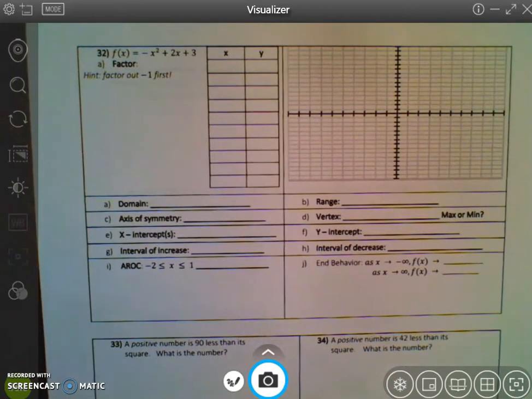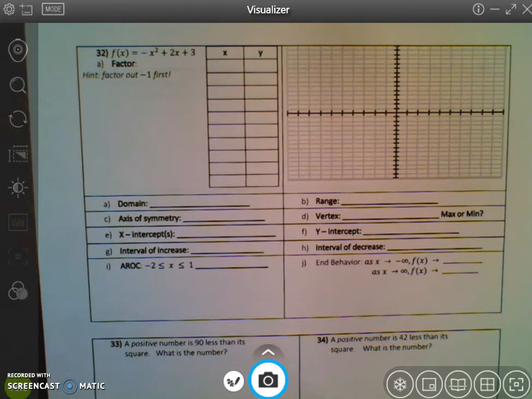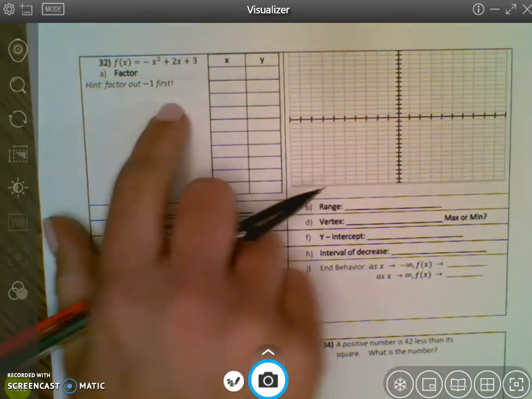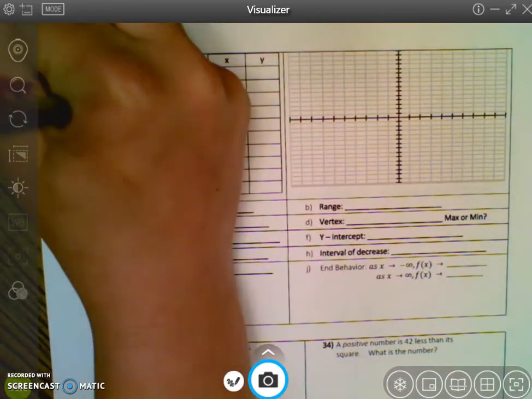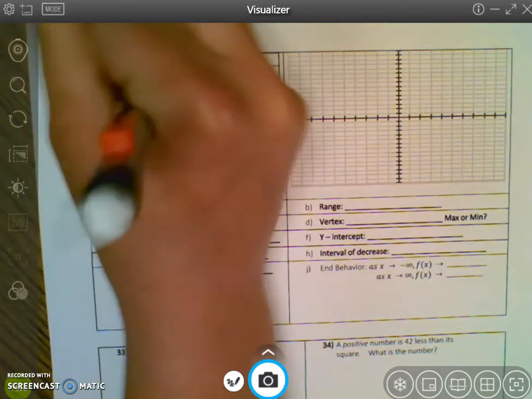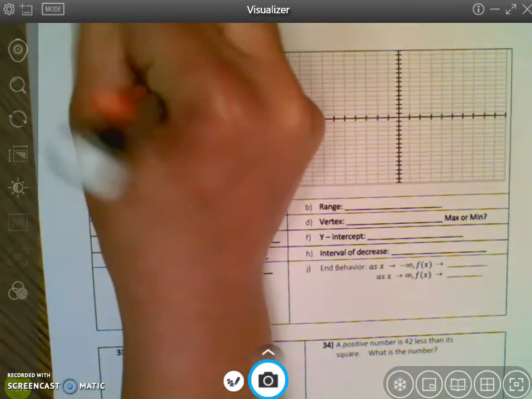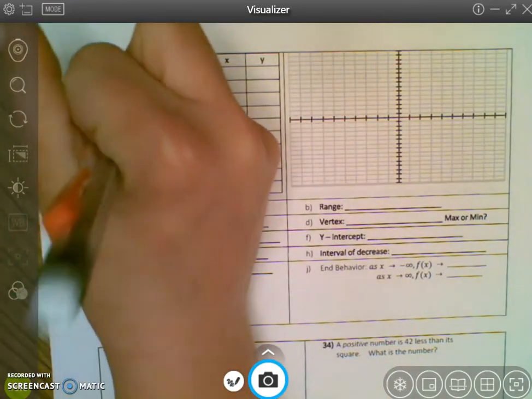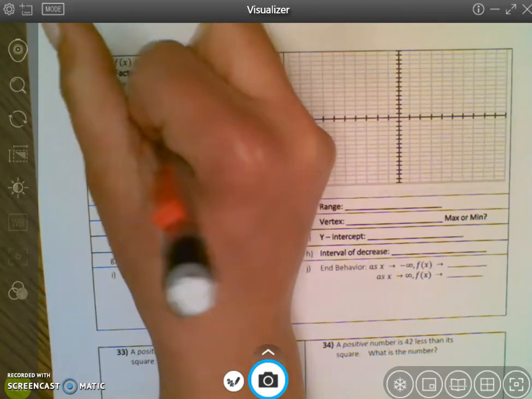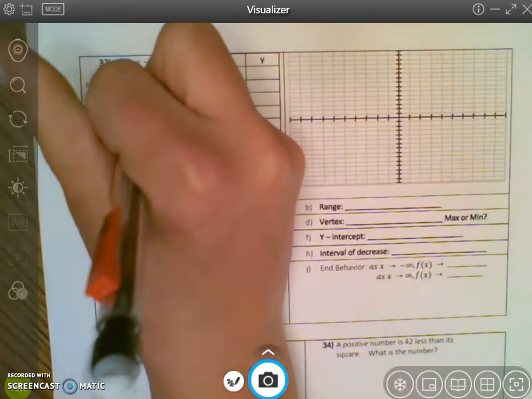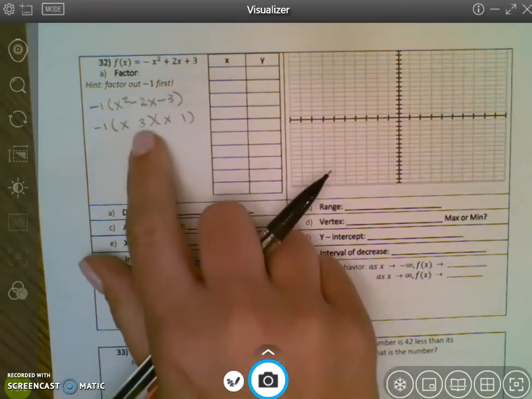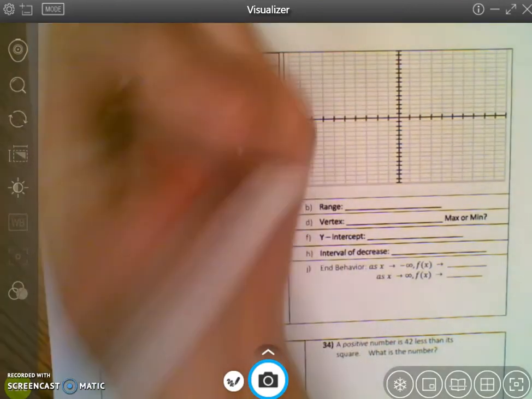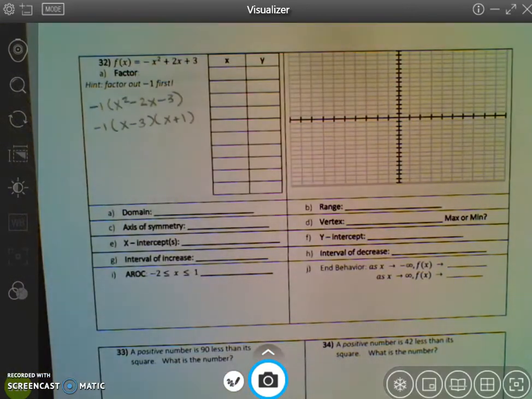All right, on 32, again, it says factor, and look, we even gave you a hint this time, -1 first. Remember, that's called the GCF. So -1 times x squared minus 2x minus 3. Then I need to factor this. Well, there's only one set of numbers that makes 3 and 1. So it has to be a -2, which means out of the 3 and the 1, the bigger one has to be negative, which means 1 has to be positive.